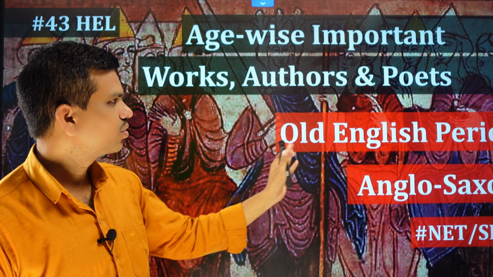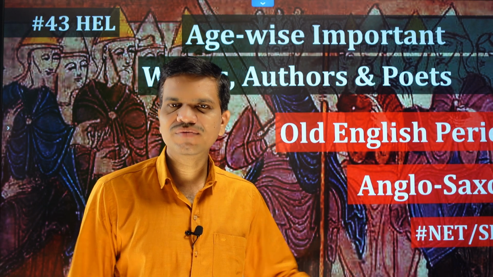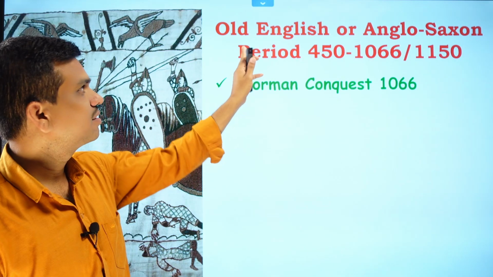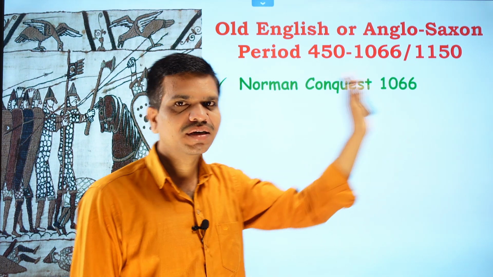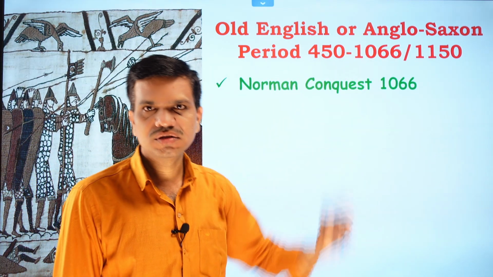So here first we will talk about the Old English period or Anglo Saxon period, and this is very important for SET and NET if you are preparing for competitive exams like this. So let's start with the Anglo Saxon period. Here you can see that the Old English or Anglo Saxon period is considered from 450 to 1066.